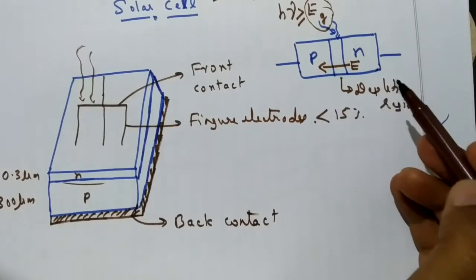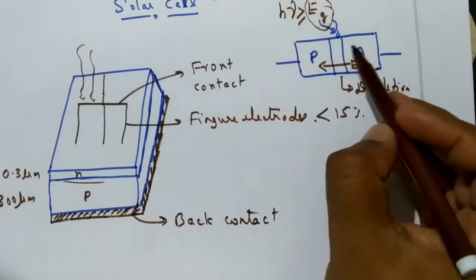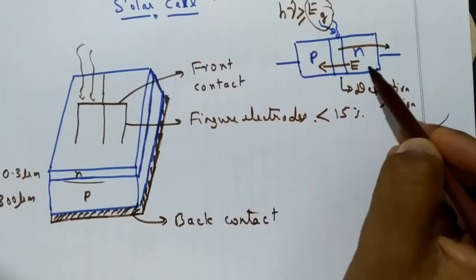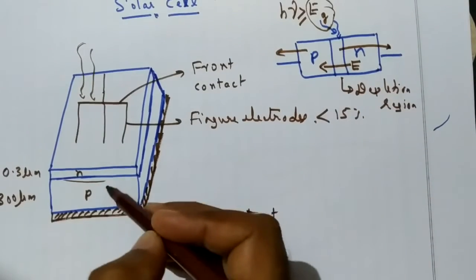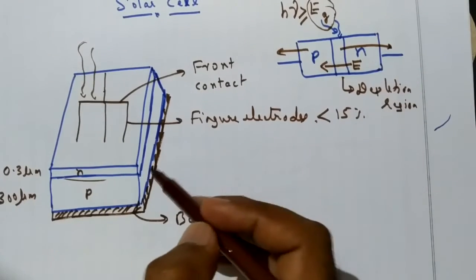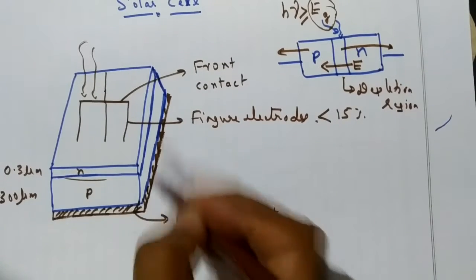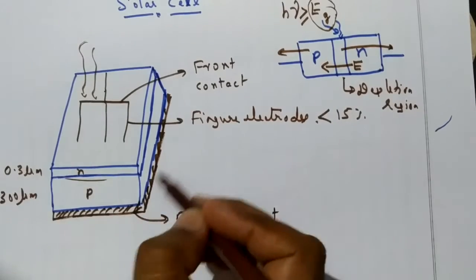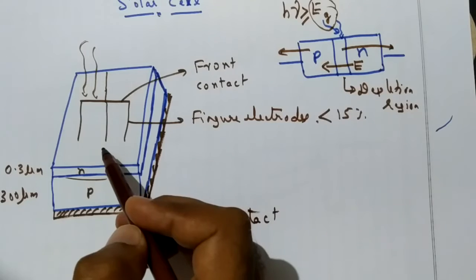Okay, this is the direction of the electric field, and electrons will always drift against the electric field. So the electrons will go in this direction and holes will go in this direction. That is, electrons will be collected by these finger electrodes and holes are collected by this back contact. Now what will happen here? There is an excess amount of positive charge here, and an excess amount of negative charge here.